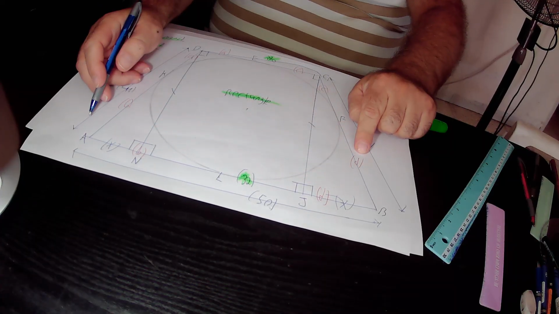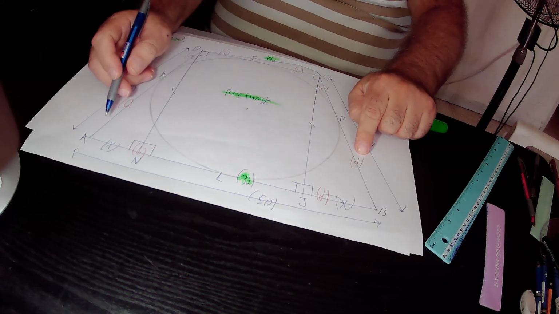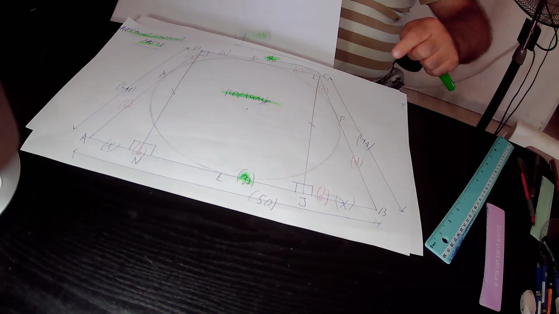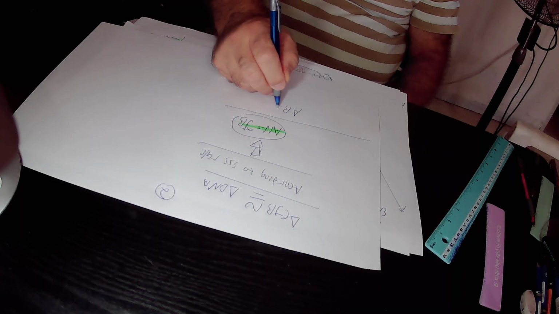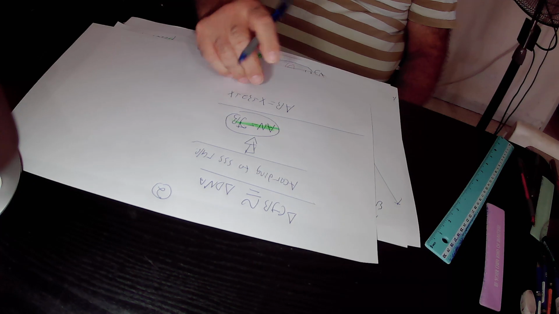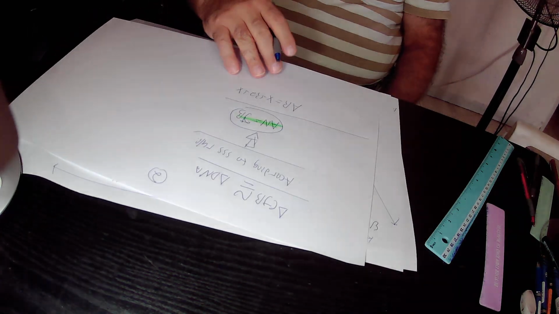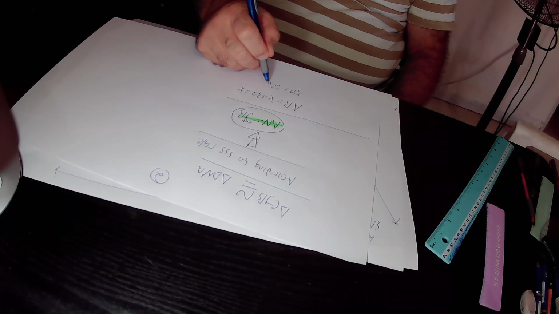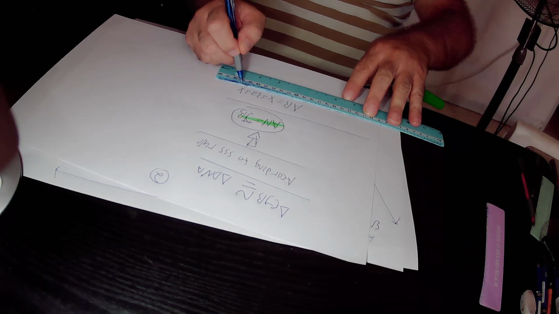AB in total equals 50 units, according to what is given in the question. So AB equals x plus 32 plus x, and AB equals 50. So 50 equals x plus x, which is 2x, plus 32. 50 equals 2x plus 32.